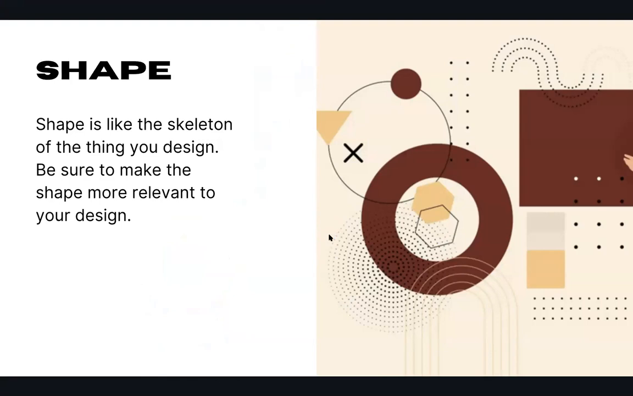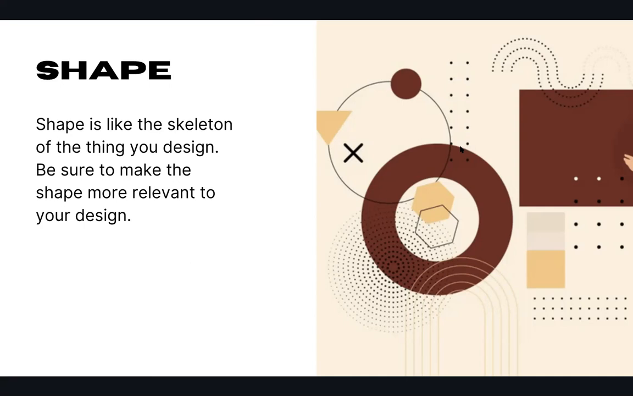All right. Shape is like the skeleton of the thing you design. So you have to be sure to make it relevant to your design. Okay. And how do you ensure that your shape is relevant to your design? Like I said earlier, as a designer, your job is not just to push pixels and add shapes and all of that, to obey the complementary laws. There's a lot of research involved. Whatever cause you're designing for, whatever client, whatever people you're designing for, there are many other considerations that we need to make as we go down the line.